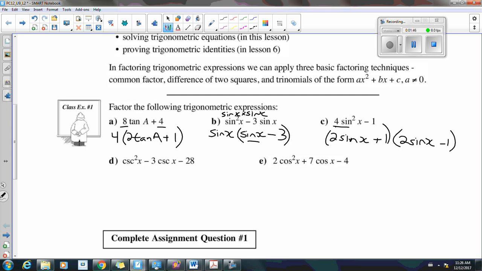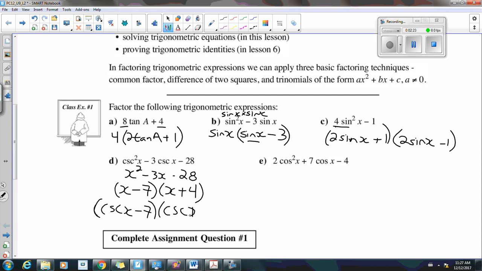D, cosecant squared x minus 3 cosecant x minus 28. When you're factoring these, it might be simpler to think of this as just a trinomial. So think of it as factoring x squared minus 3x minus 28. You're looking for two numbers that multiply to minus 28 and add to minus 3, which would be negative 7 and 4. But we didn't really start with x, we started with cosecant x. So our two factors are cosecant x minus 7 and cosecant x plus 4.